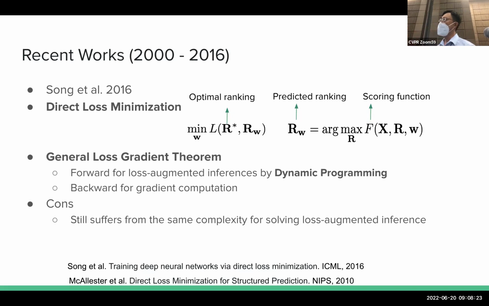But the challenge for this problem is how do we compute the gradient of the loss in terms of the model parameter W, right? So their contribution is to derive a general loss gradient theorem for this problem, following previous work by McAllester. Basically, this general loss gradient theorem shows that the gradient of the objective in terms of the model parameter W can be represented as a difference of two gradients. And for the two gradients, we need to first do forward propagation for solving two loss augmented inferences. And then, having that, we need to do back propagation based on the scoring function. They also proposed a dynamic programming approach for solving loss augmented inference for learning a deep neural network. But this type of approach still suffers from the same high complexity as solving loss augmented inference. So basically, it still has the quadratic complexity n plus times n minus every iteration.